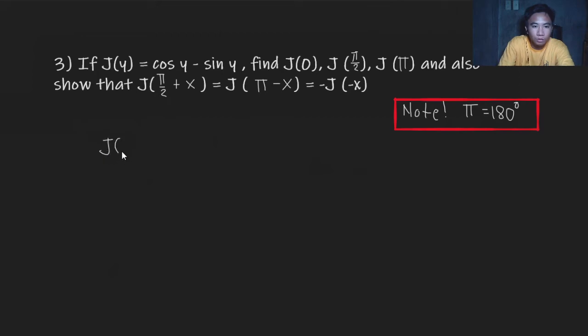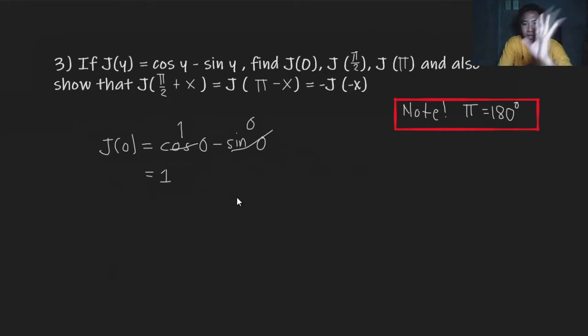So, j of 0 is equal to cosine 0 minus sine 0. Sine 0 is 0, and cosine 0 is 1. So, j of 0 is equal to 1. May video na yan sa ating YouTube channel, just tignan nyo na lang.